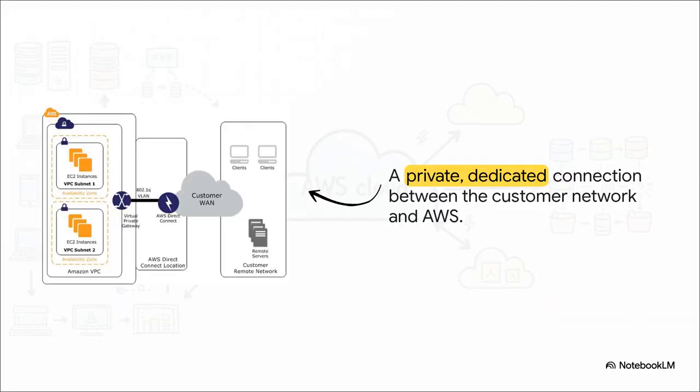Now, what's really fascinating about this diagram is what's missing. Look closely. See that? There's no internet cloud in the middle. It's a direct, physical link from your network right into an AWS Direct Connect location. And that gives you a super consistent, low-latency path right into your VPC.